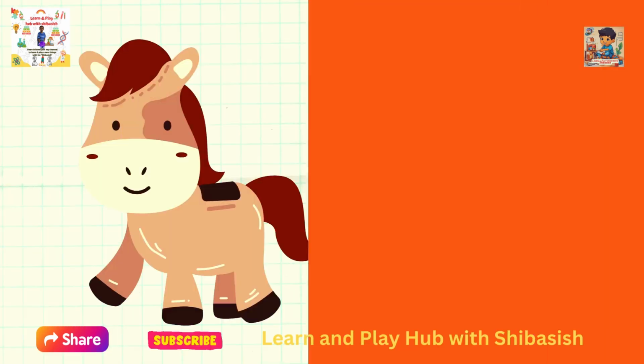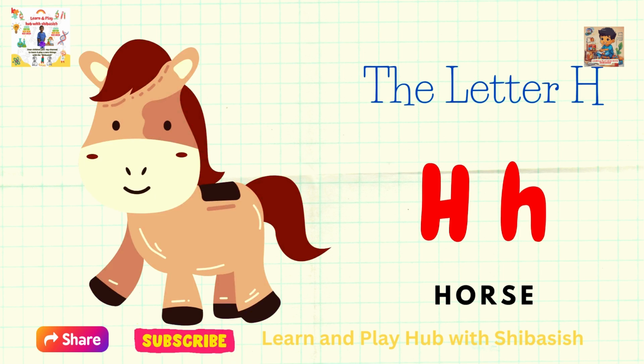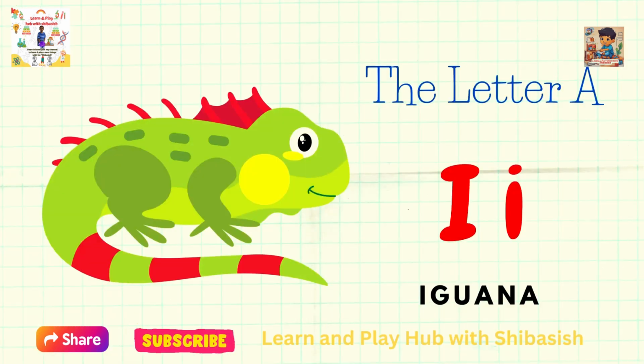The letter H. H is for horse. The letter I. I is for iguana.